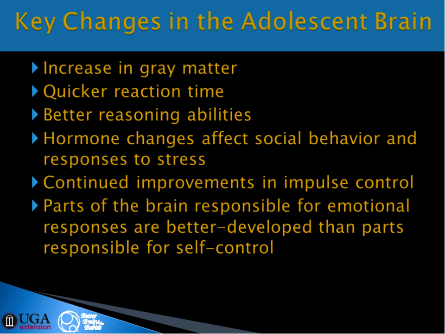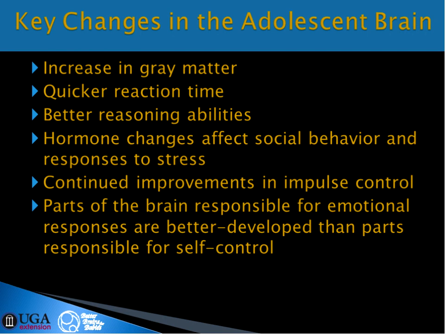Some of the key changes that we know go on in the adolescent brain. There's an overall increase in the gray matter, which is the major processing part of the brain, which leads to things like a quicker reaction time, better reasoning abilities, improvements in impulse control.